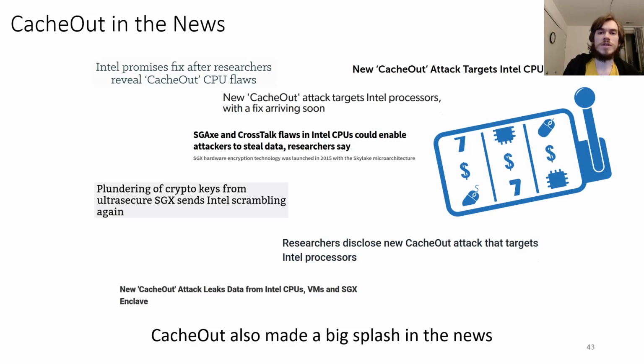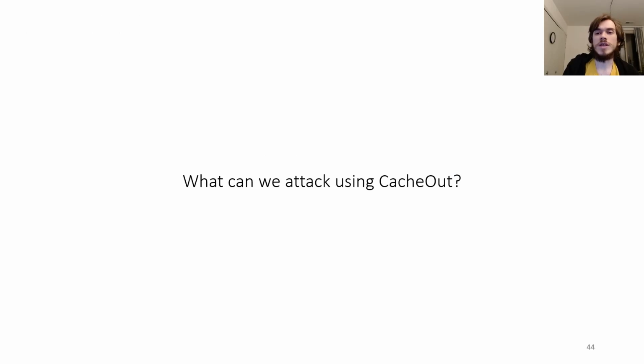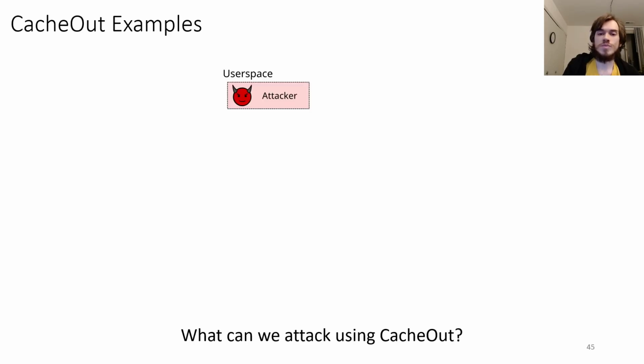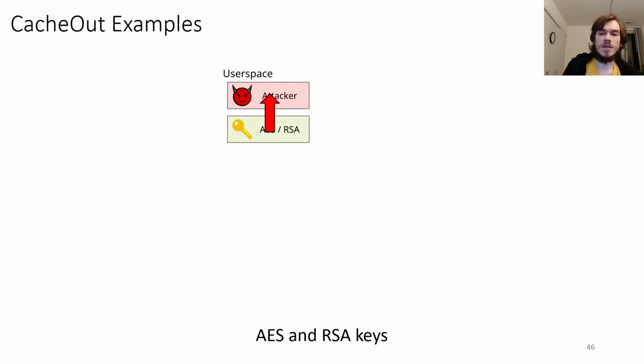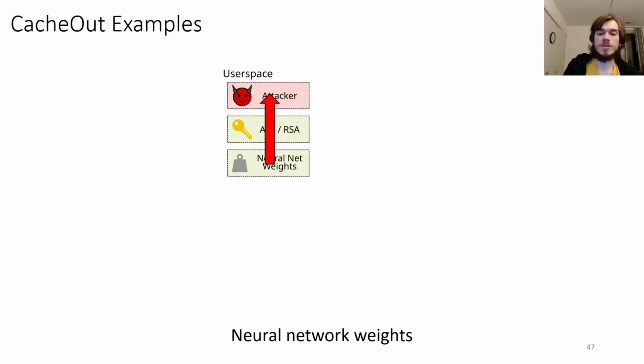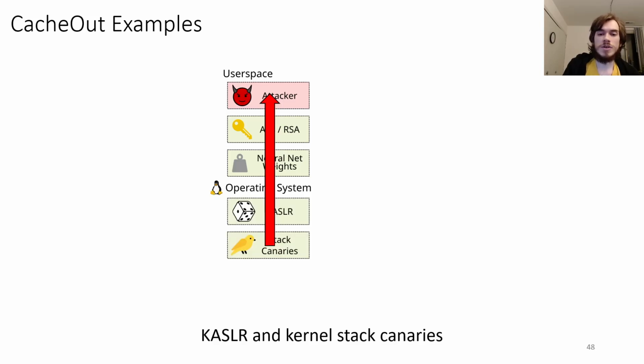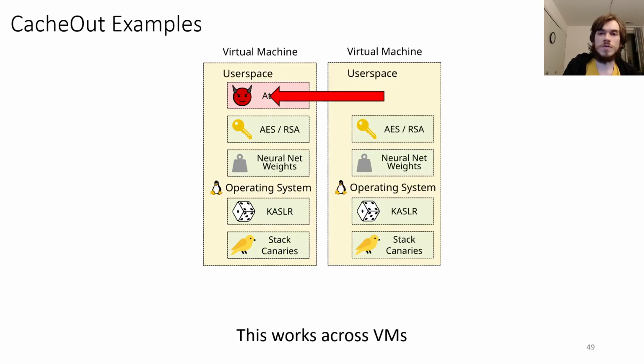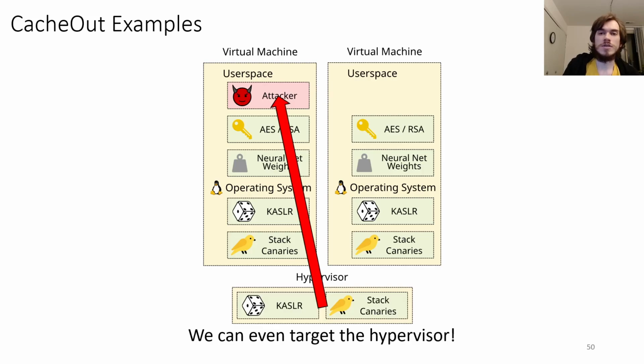And CacheOut also made a big splash in the news. To show why, we'll have to look at what we can attack using CacheOut. So, we have our attacker in user space. What can we actually attack? We managed to leak AES and RSA keys. We can leak neural network weights across processes. And we can even target KASLR and kernel stack canaries from the operating system. And all of this works across virtual machines, and you can even target the hypervisor.